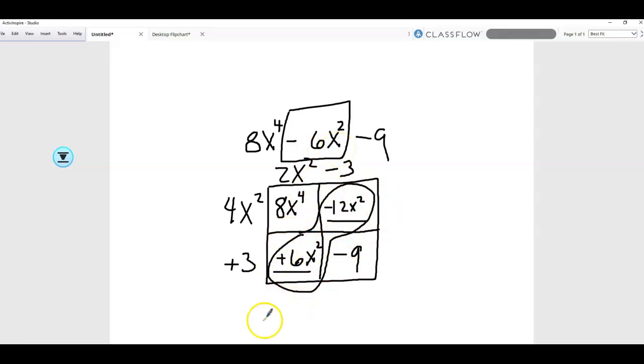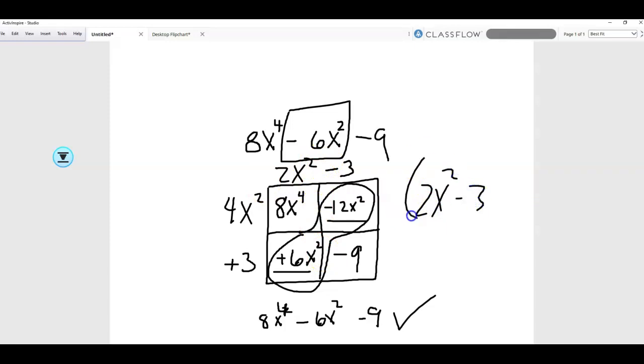So we have our polynomial, 8x to the fourth minus 9. And the two like terms in the middle combine to make this. So we're good. Oops, this is 4. And then we have our final answer. So here's the final answer. The correct factorization would be 2x squared minus 3 times 4x squared plus 3.